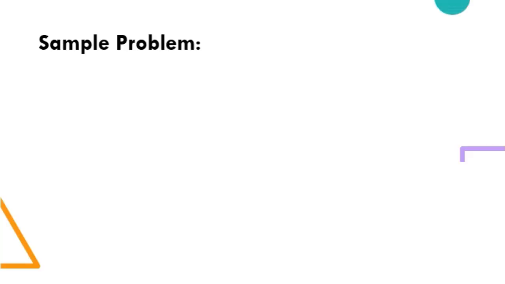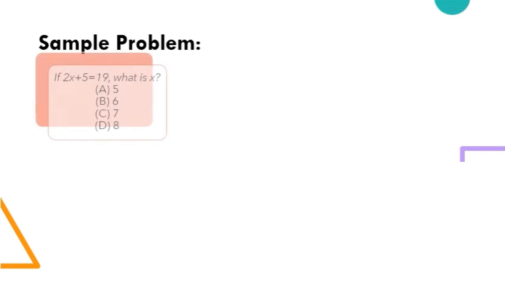Example problem. Instead of solving the equation algebraically, let's use a test-taking strategy called backsolving. This method is great when the answer choices are numbers, because we can plug them in and see which one works. Example problem. Solve for x in the equation 2x plus 5 is equal to 19.